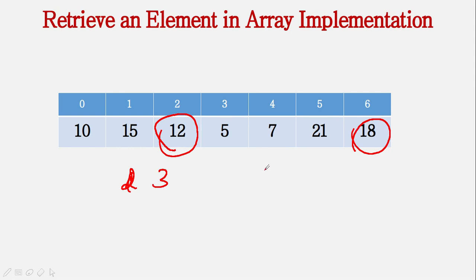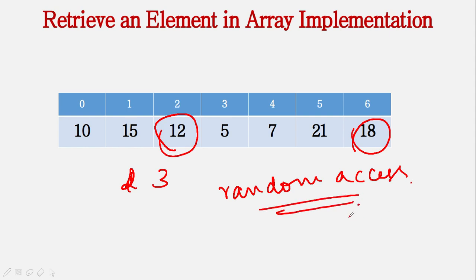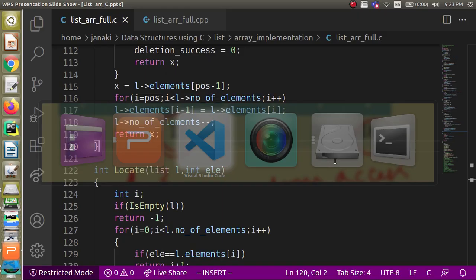And what about the complexity involved in implementing this function? When you look at it, it doesn't depend on the number of elements. Okay, actually in array implementation, we can do random access, right? You can randomly access an element in the array, that is possible. Due to this nature of the array, the complexity is going to be just big O of 1. It doesn't depend on the number of elements in the list. So let us do the coding for the same.